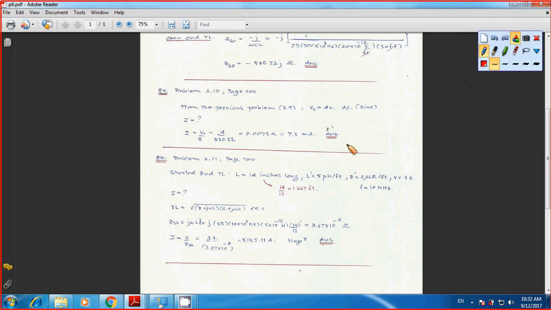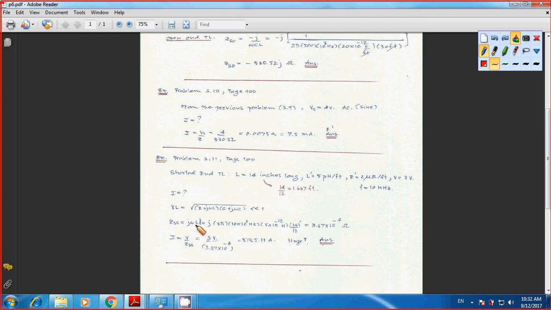Okay, the last one is for the shorted transmission line. When the length of the transmission line is 14 inches, you divide by 12 to make it in feet, which is 1.167. L is given, R is given, V is given, and the frequency is given, 10 megahertz. It asks you to find the current. So the current is equal to the voltage divided by the impedance of the transmission line. You divide 3 by the impedance of the shorted end transmission line, right?